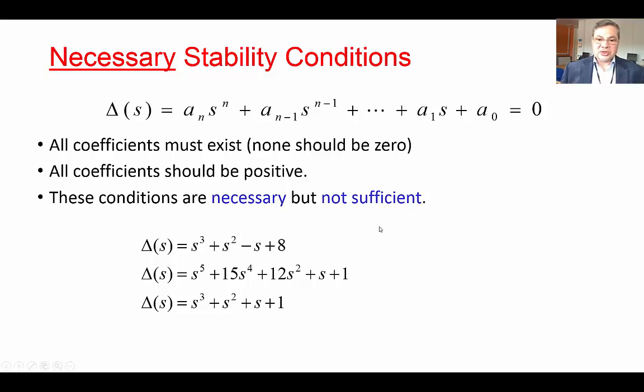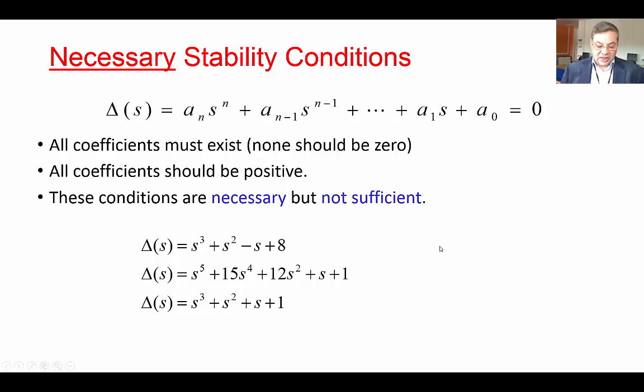So the first part, which is the necessary but not sufficient conditions: all coefficients of the characteristic equation must exist, from an and so on, and all the coefficients need to be positive. If any one coefficient is negative, then the system is unstable. These two conditions are necessary but not sufficient.